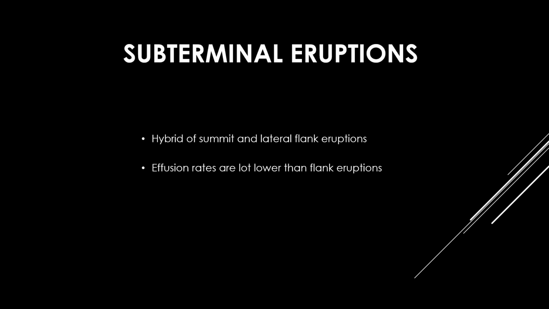The final form of summit eruption on Etna are subterminal eruptions, and these eruptions have no defined individual characteristics, but are thought to be a combination of summit and lateral flank eruptions. Despite this, they are still considered to be summit eruptions due to the effusion rates of these eruptions being a lot lower than those of flank eruptions.